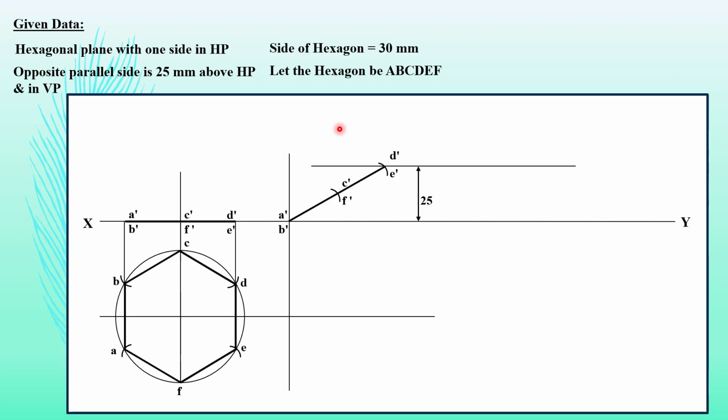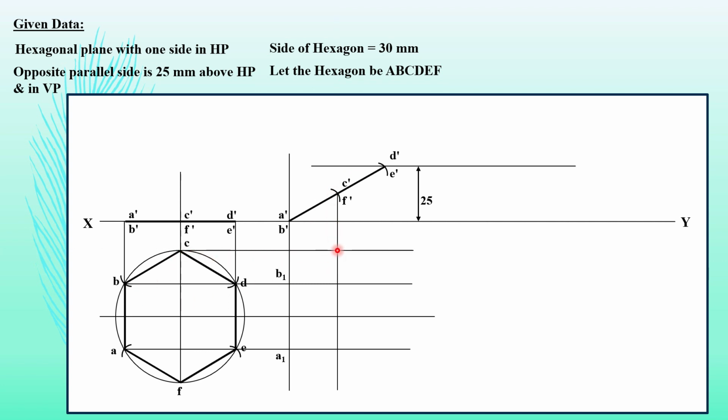Let's draw the second top view. We have the projector here on which A and B are located. A is on this horizontal line. This is the intersection point. This is A1. B is on the same vertical line. From here, this is the horizontal line. This becomes B1. C is on this vertical line. Here it is on this horizontal line. This is the intersection point. This is C1. D is on this vertical line and it is on this horizontal line here, becomes D1.